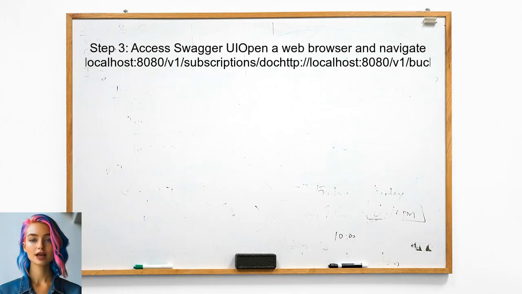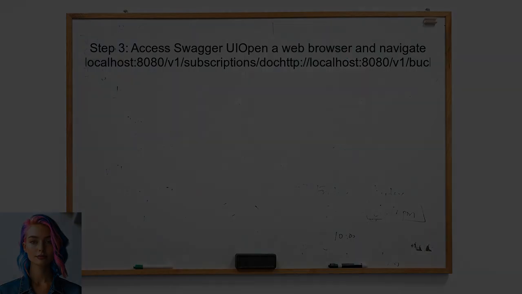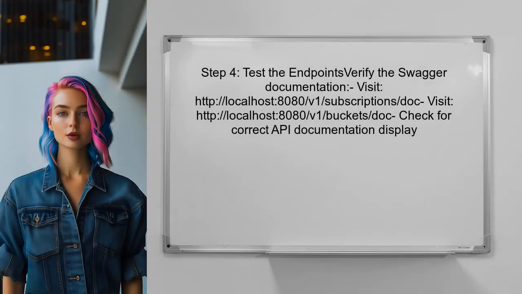After updating the docket configuration, the user should ensure that the Swagger UI is correctly set up to reflect these changes. This can be done by accessing the Swagger UI in a web browser. Finally, the user should test the endpoints to confirm that the Swagger documentation is displayed correctly for each API. This will ensure that the customization has been successful.